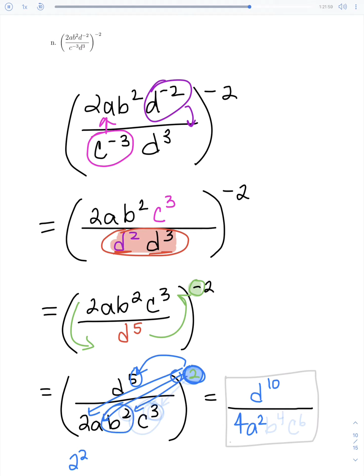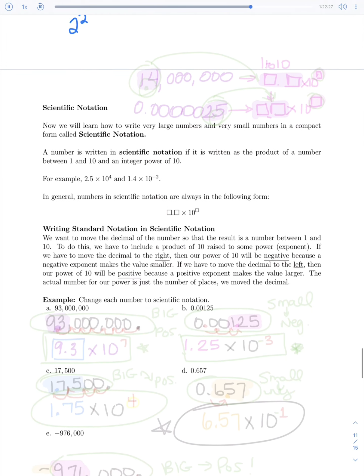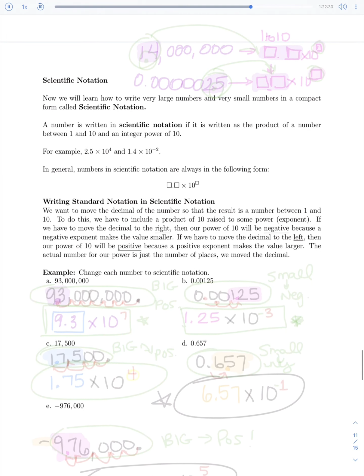Again, that means I'm multiplying exponents. 2 times 2 would get me a b to the 4th. And squaring the c cubed that's already on the bottom, multiplying the exponents, 3 times 2 is going to get me c to the 6th power on the bottom. And we're done. So my final answer is d to the 10th on top over 4a squared b to the 4th c to the 6th. And as long as I don't have any negative exponents in my final answer, I am fine.